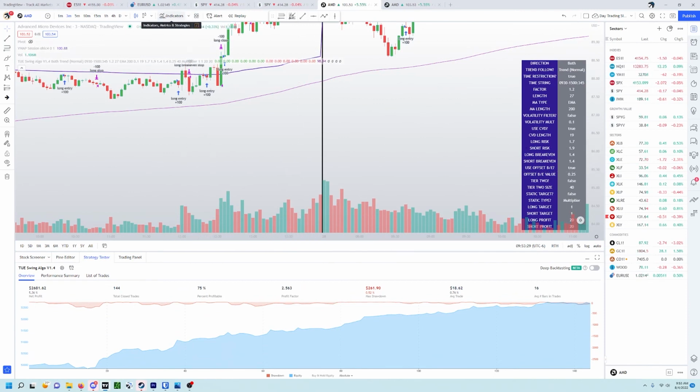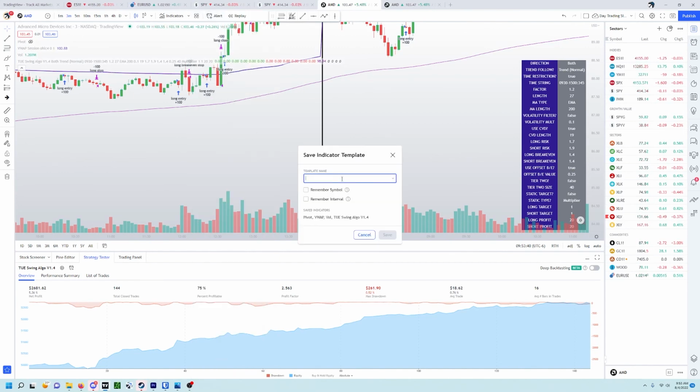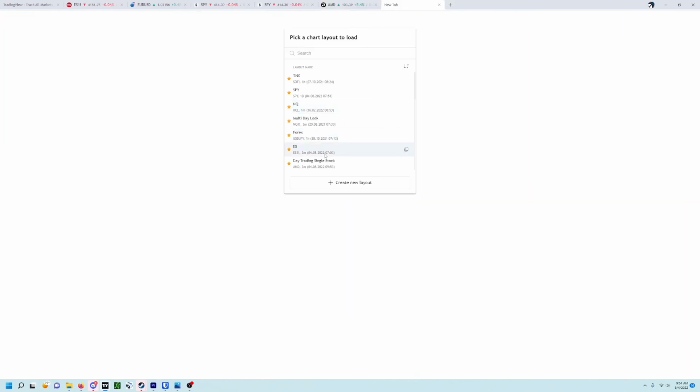Go to indicators up here, and to the right of it, you have this little four-square thing, and it says indicator templates. You click it, save. You'll type in the template name. I use ticker and time frame. You see I have this in here from before, ticker and time frame, and then click remember symbol and remember interval, save. And then if you have it in here and you're updating it, just hit yes, you want to replace it, and voila.